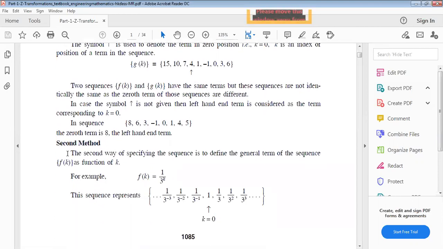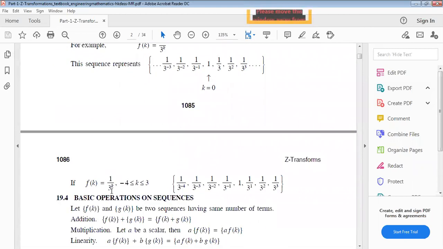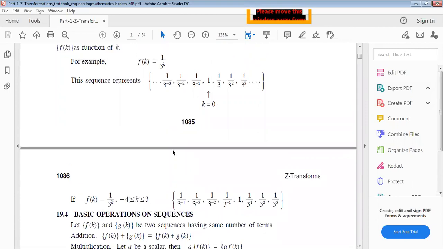Now the second method: for example, f of k equals 1 by 3 to the power k. For every k we get this sequence. For k equals 0 it will be 1. This is for k equals 0, and this for k equals 1, 2, 3, and k equals minus 1, minus 2, minus 3. Then we get this whole sequence. Now f of k equals 1 by 3 to the power k, with k lying between minus 4 and 3. Then we can write this sequence.